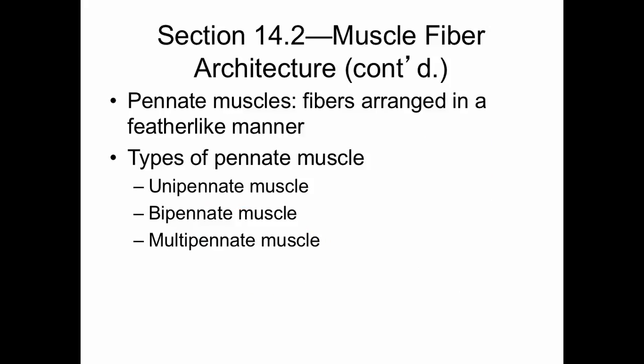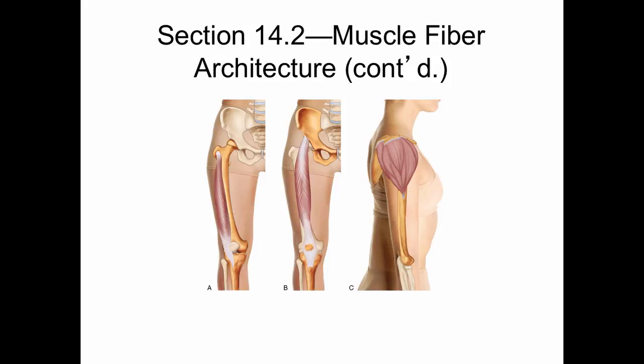There are also architecture descriptions called pennate muscles. In pennate muscles, the fibers are arranged in a feather-like manner. There are three types of pennate muscles: unipennate, bipennate, and multipennate. The word pennate itself means feather-like, and the various prefixes refer to the placement of fibers along the tendon. Figure A is a unipennate muscle, Figure B is a bipennate muscle, and Figure C is a multipennate muscle.